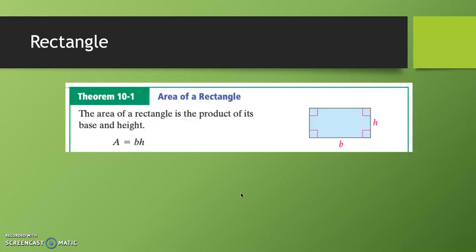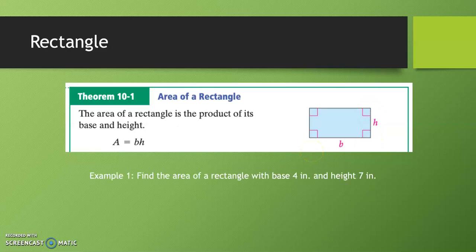Rectangle. The area of the rectangle is the product of its base and height. The base, like the ground, is the flat one, and the height is the vertical line that forms a 90-degree angle. So base, usually a horizontal line, and the height a vertical line.